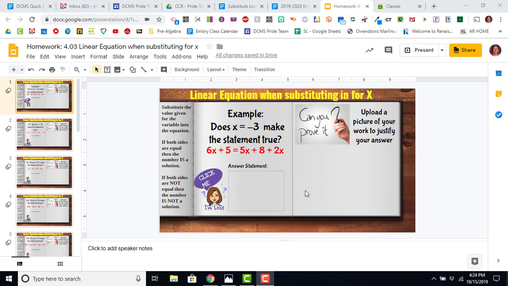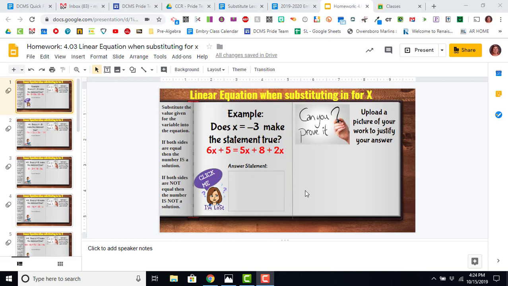On my white board working, I would replace every x with a negative 3. So I would have 6 times negative 3 plus 5 on the left, and then I would have 5 times negative 3 plus 8 plus 2 times negative 3 on the right. When I do that, on the left I'm going to get 6 times negative 3, which is negative 18, and then plus 5 is a negative 13.